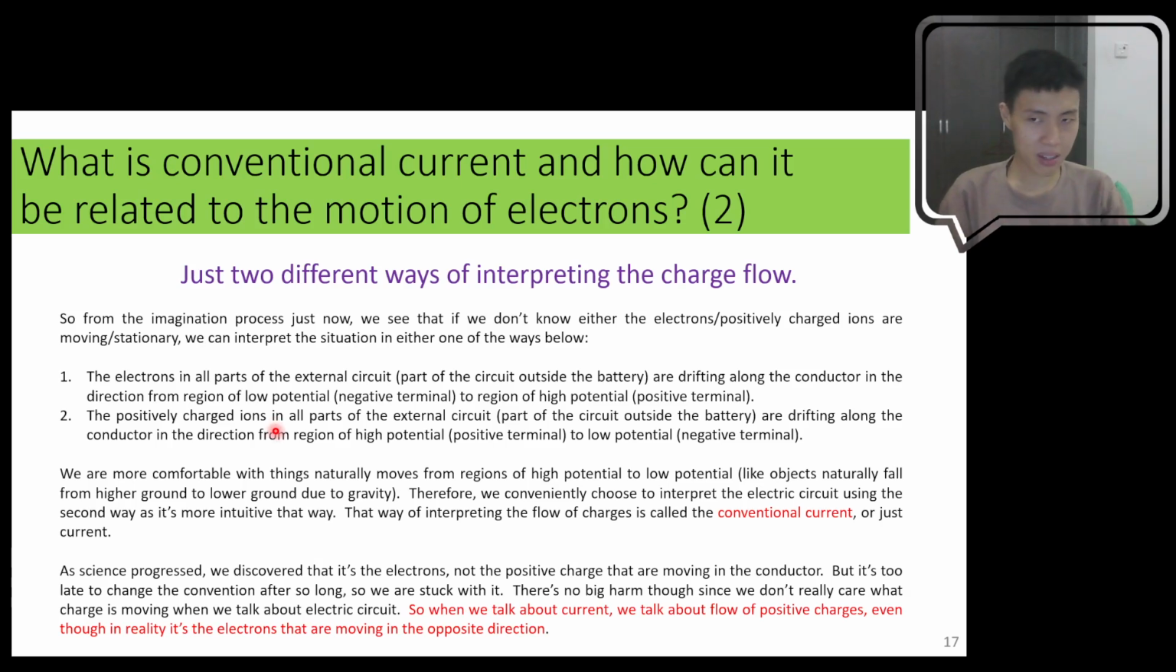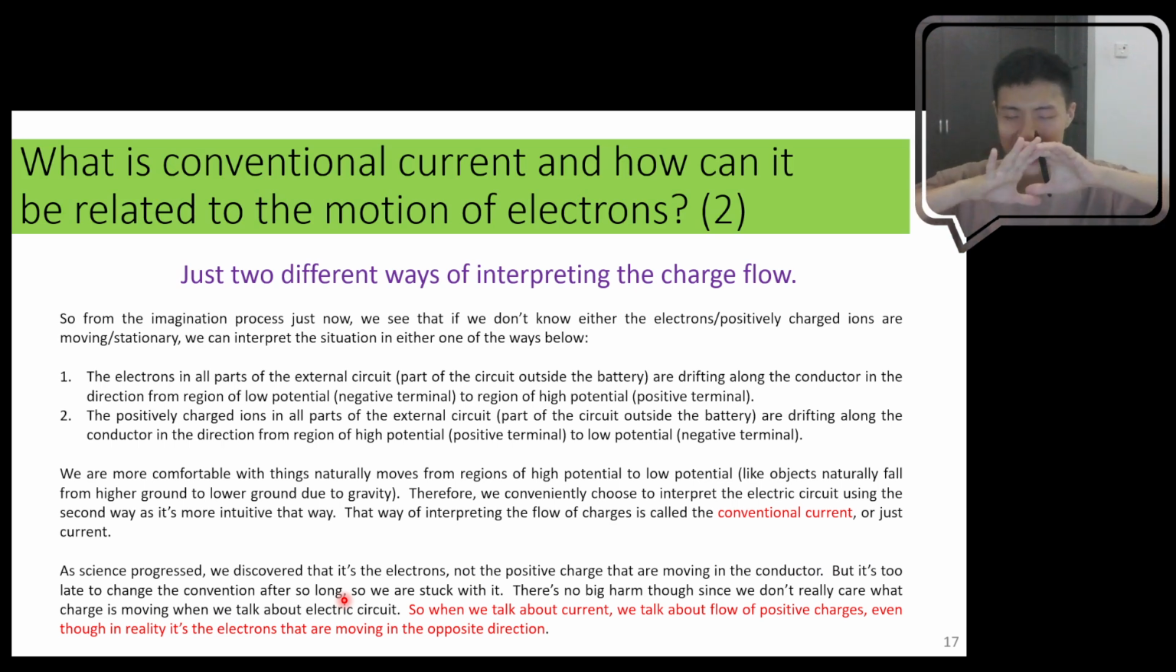That's why if the world behaved as if positive ions were moving, it would actually be simpler for us to understand the circuit. But as science progressed, we discovered that it's the electrons, not the positive charge, that are moving in the conductor. Sadly, we bet on the wrong charge to move. We initially bet that it was the positive charge that was moving, but it's not. It's the electrons that are moving. So we made a wrong decision. We bet on the wrong thing. It's the electrons that are moving, but it's too late to really change the convention.